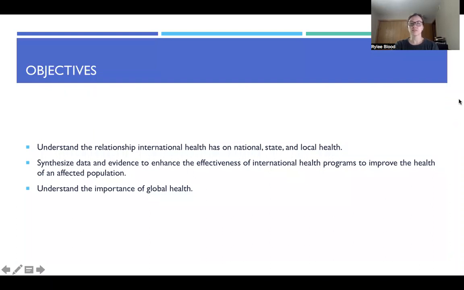By the end of this presentation, the audience should be able to understand the relationship international health has on the national, state, and local health, synthesize data and evidence to enhance the effectiveness of international health programs to improve the health of an affected population, and understand the importance of global health.